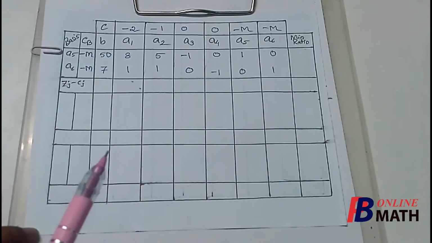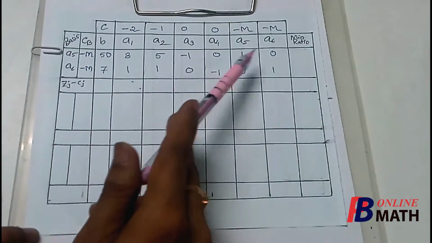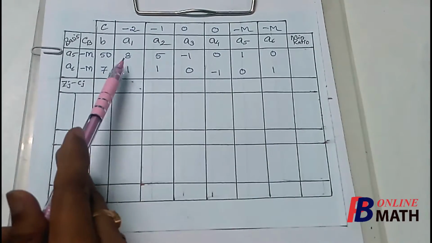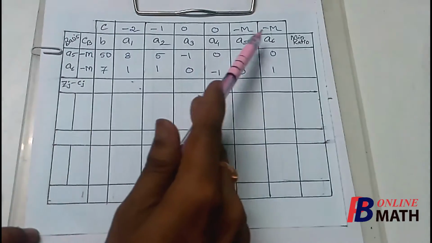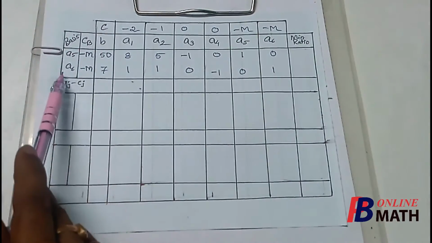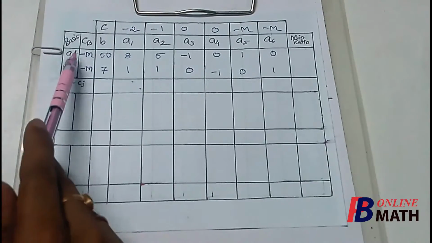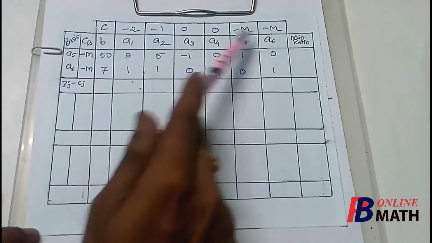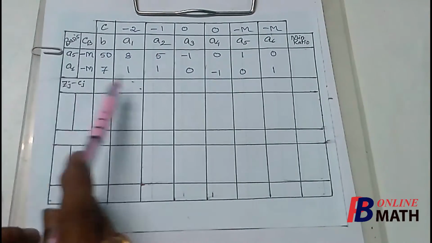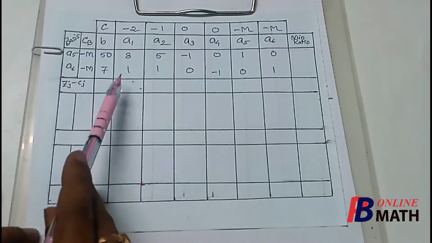So this is the initial simplex table. These are the coefficient vectors a1, a2, a3, a4, a5, a6. We have put the values of these coefficient vectors. This is the b vector, this is the cost vector, and a5, a6. These two are initial unit basis vectors, and the cost values of these two unit vectors are minus m and minus m. So now we shall compute zj minus cj, and let us check whether optimality condition is satisfied or not.